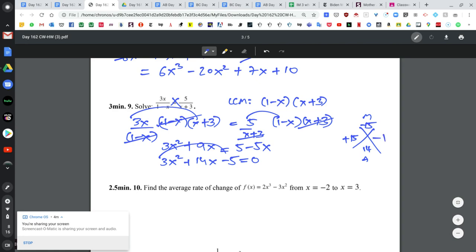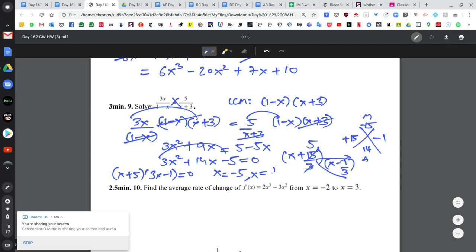So final answer, it's x plus 15 over the 3, the leading coefficient, and then x minus the 1 over the 3, it's minus 1. And then this just becomes 5. We can use the fraction trick here. So final binomial product is x plus 5 and then 3x minus 1 equal to 0. So final answer, x equals negative 5 and x equals 1/3.